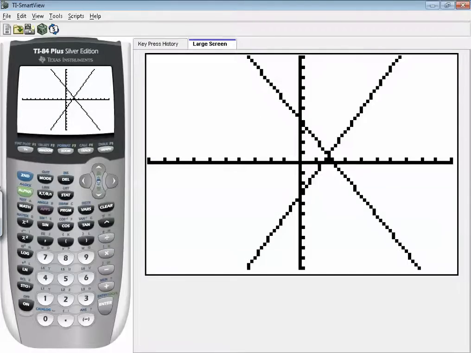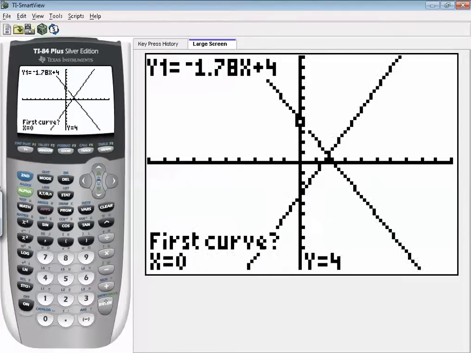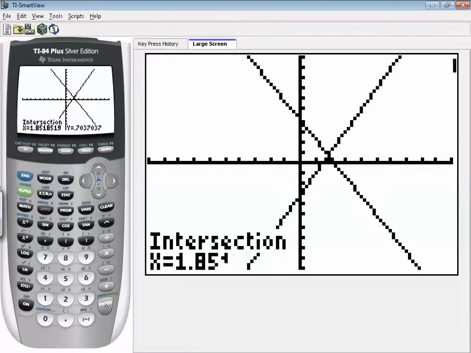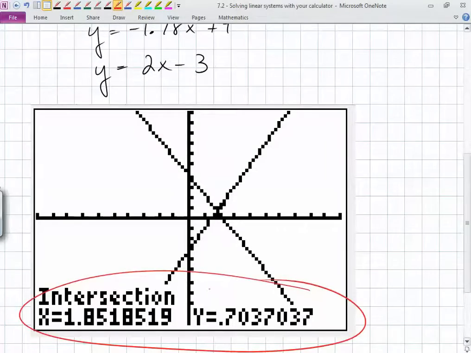So again, second calc, which is going to bring us to 5 intersection. First curve, second curve. I hit enter after each, and then I select where I think my guess is and hit enter, and it gives me the answer. So you'll now notice that we have the answer right here, and that the answer is not very nice. So if you ever had to round on a quiz of mine, please only go to 3 decimal places. So 1.852, comma 0.704 would be a great answer.